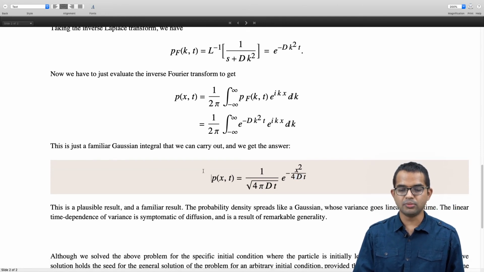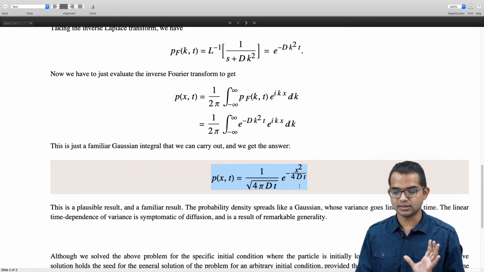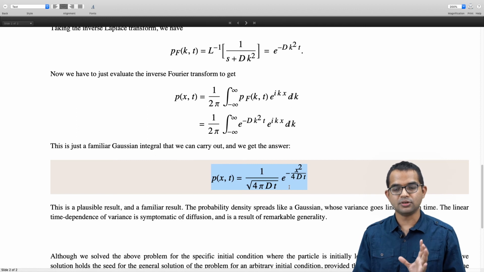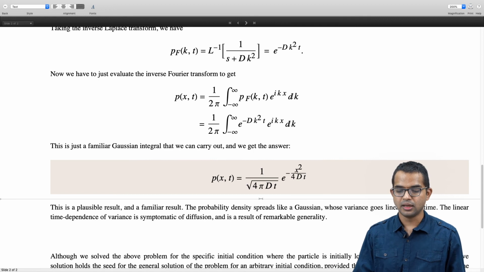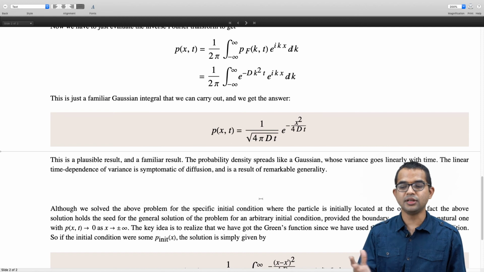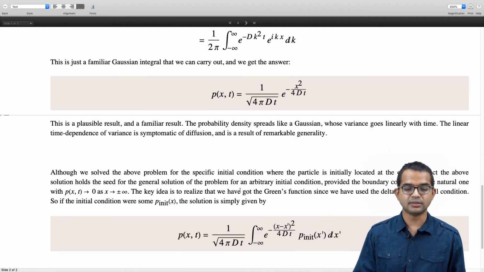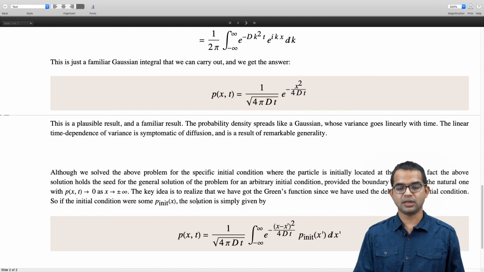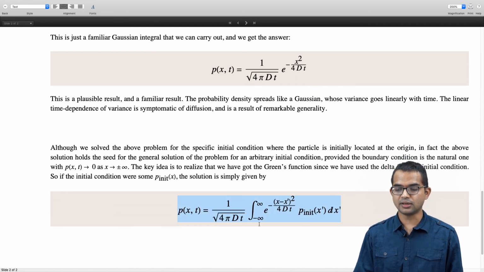Now we have solved this problem with some very specific kind of initial conditions, but this initial condition is such that it's amenable to generalization. So in fact, if we pause and think a little bit, what we have found is really what a Green's function is, right? So we have worked out the solution for the delta function. So if you have some other initial condition, if your initial probability density is some p init of x, we can just use the Green's function prescription and immediately write down a formal expression for the full solution.